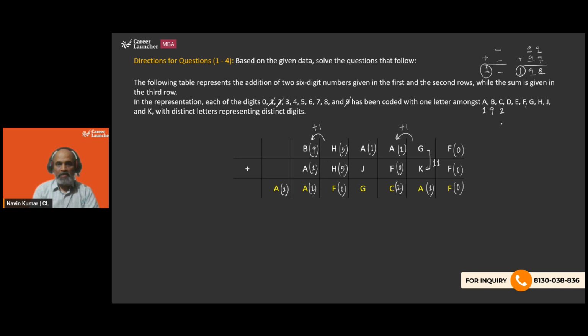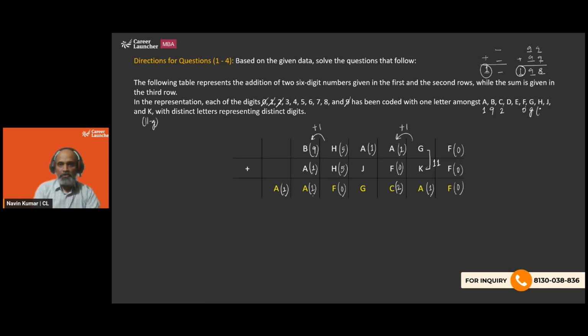D is not here. E is not here. F is 0 here, so 0 is taken. G, we do not know, but G and K, they will together make an 11. So if I take G as G, K is going to be 11 minus G. So the possible combinations that we can have are 3, 8, 4, 7, and 5, 6.